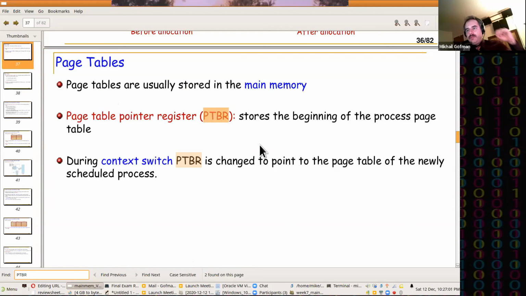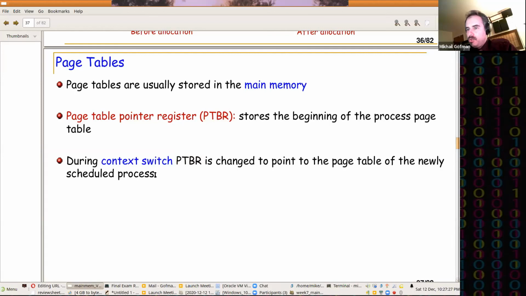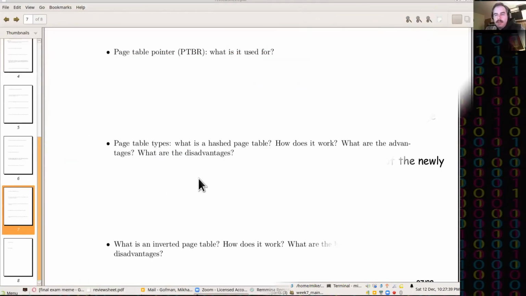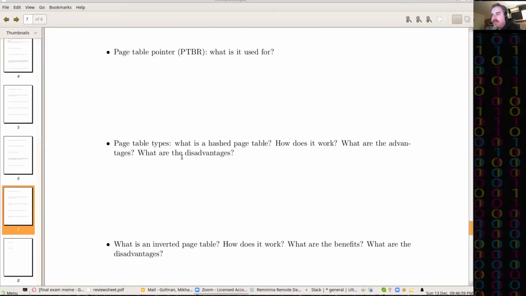As we said before, each process has its own page table, and that page table is stored in memory. Whenever we do a context switch, we want to tell the CPU which page table to use. So PTBR is the page table pointer, which stores the pointer to the process page table. During the context switch, the PTBR pointer is switched to point to the page table of the currently running process.